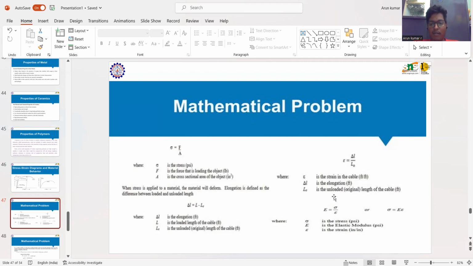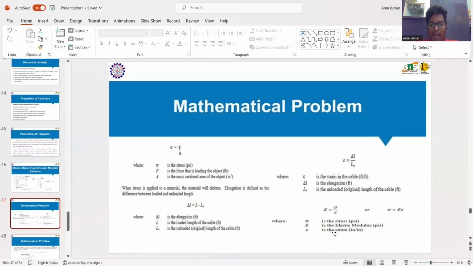Similarly, we derive the strain formula. Strain is called change in length by original length. Strain has no units. The change in length we indicate in meters, and the original length also in meters. So the meters get cancelled, and we get strain with no units.